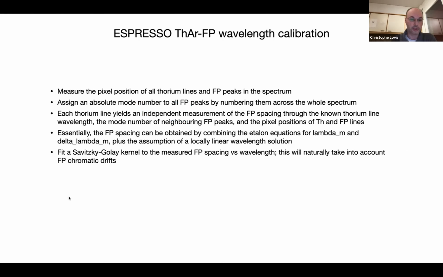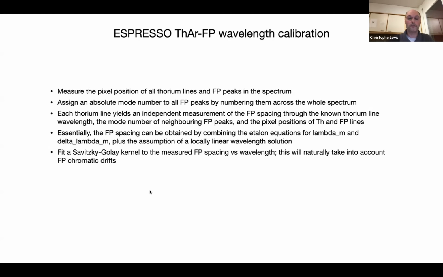So the steps are the following. We first measure the pixel position of all thorium lines and FP peaks in the spectrum. Then we assign an absolute mode number to all the FP peaks by numbering them across the whole spectrum. Then it's the main step. We can get an independent measurement of the FP spacing from each thorium line. We just need the known thorium line wavelength, the mode number of the neighboring FP peaks, and the pixel positions of the thorium and FP lines around the thorium line under consideration.